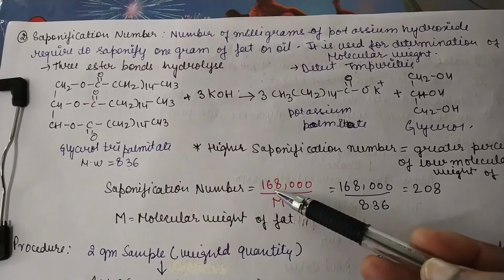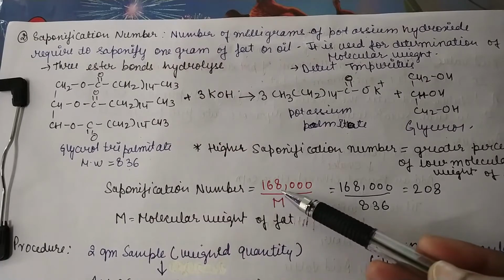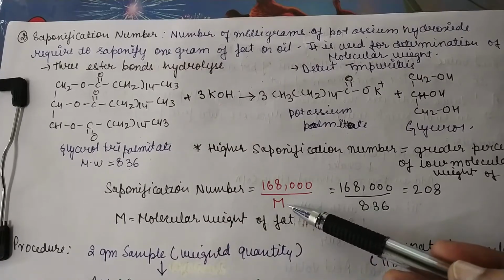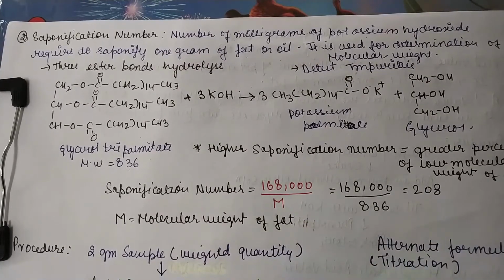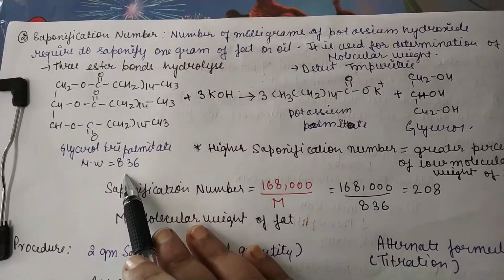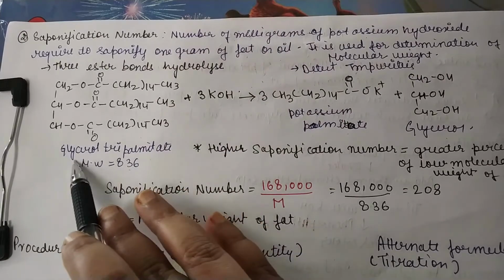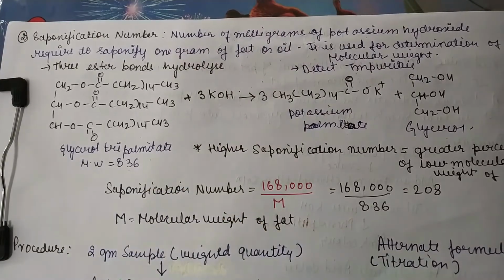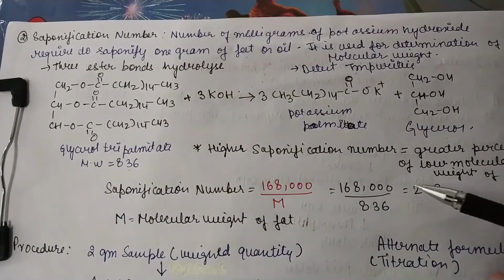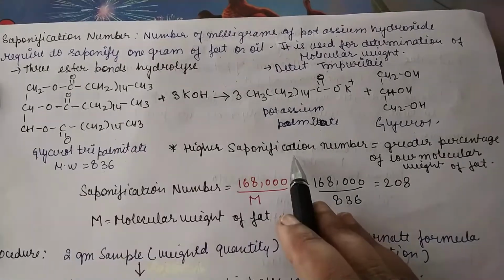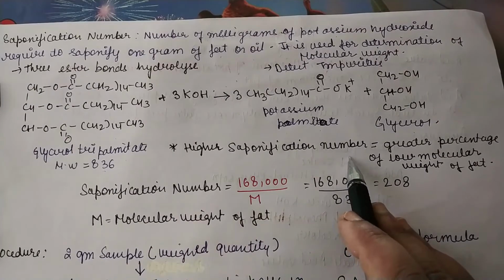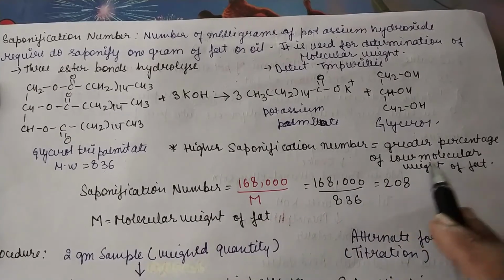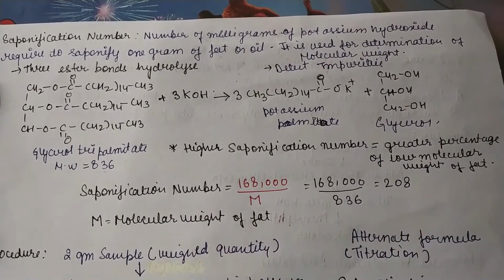Here you can see the formula to calculate: 168,000 divided by M. M is the molecular weight of the sample. It could be any molecular weight. Here in the example, 836 is the molecular weight of glycerol tripalmitate. So 208 is the saponification number of this sample. Higher the saponification number of the sample, greater the percentage of low molecular weight fat.